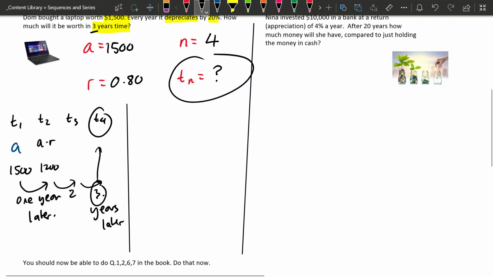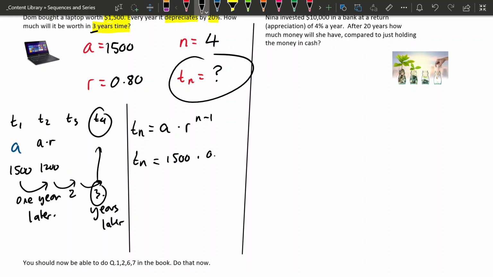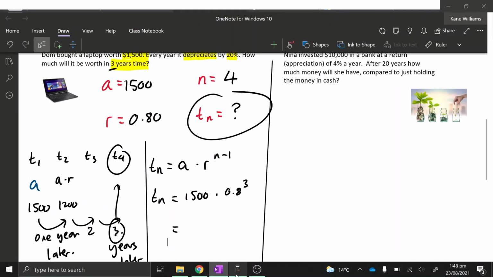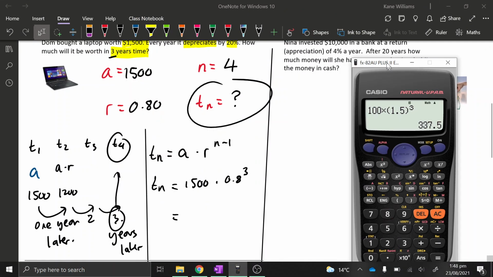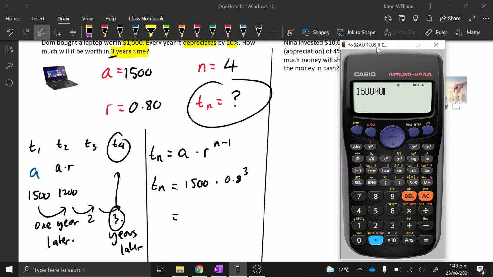All right. So our formula was Tn is A times R to the power of n minus 1. So Tn we don't know. Leave it as that. A is 1,500 times R is 0.8 to the power of n minus 1, so that's 3. Calculator time. 1,500 times 0.8 to the power of 3, 768.